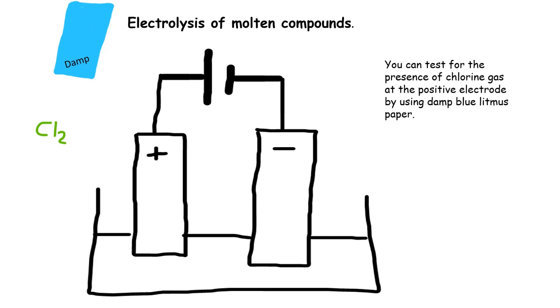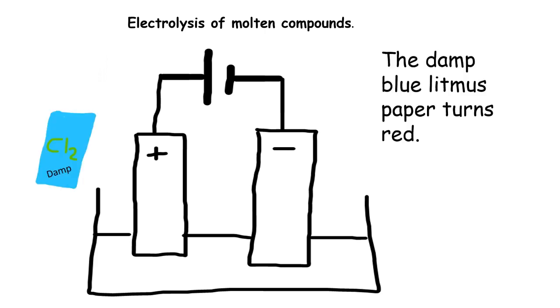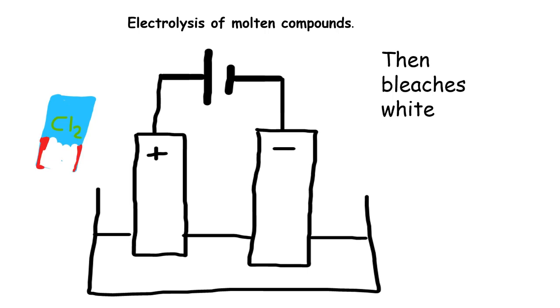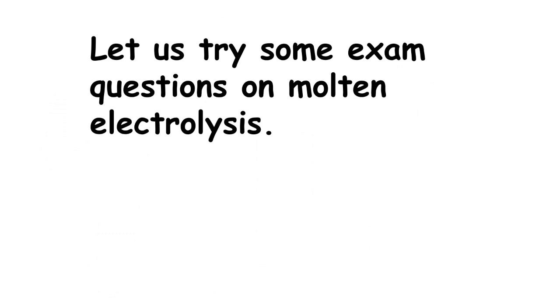You can test for the presence of chlorine gas at the positive electrode by using damp blue litmus. First, the damp blue litmus paper turns red. Then, the damp blue litmus paper will be bleached white. Chlorine acts as a bleach. So the change is red, then white, when you use damp blue litmus paper with chlorine gas. Let's try some exam questions on molten electrolysis.